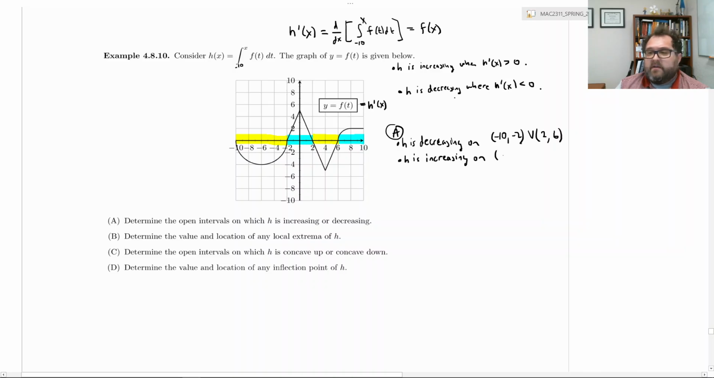Increasing on, what was that? -2 to +2, union, and then we have 6 to 10. So there we go. Easy peasy. That's where the graph of h, which by the way right now is unknown, the graph of h is increasing and decreasing on those intervals. Check mark. Now, how can we figure out about relative extrema?